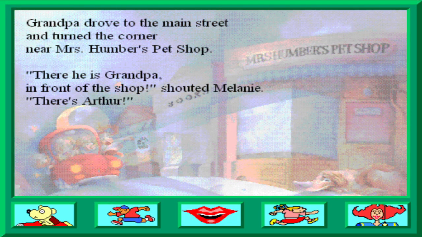Grandpa drove to the main street and turned the corner near Mrs. Humber's pet shop. "There he is, Grandpa, in front of the shop," shouted Melanie. "There's Arthur."